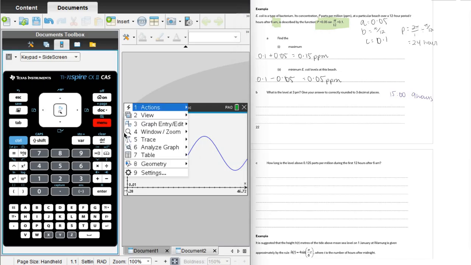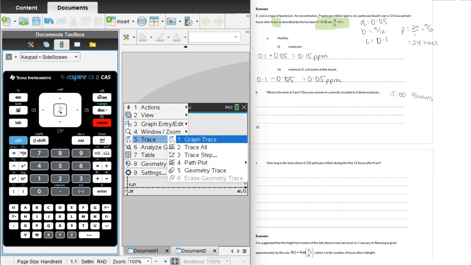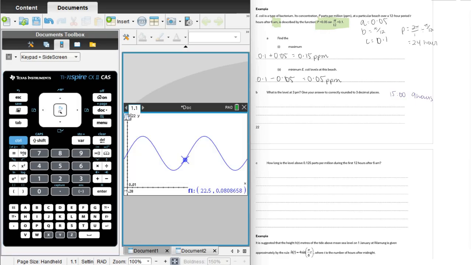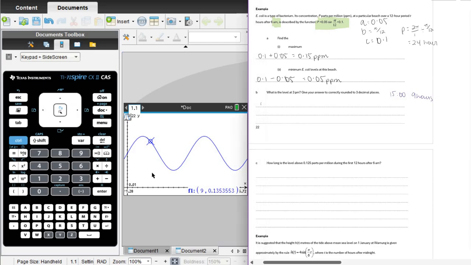Now, you can, like I said, chuck that into the calculator and you would have had 9 pi over 12 in that sine bit. But I'm going to use the graph trace function. So you go menu 5, graph trace, and we're going to go over to 9, which is just there. Now, we want that correctly rounded to 3 decimal places. So all you've got to do is say that when t equals 9, p equals 0.135, all right? And then you would say your parts per million being your unit, all right?